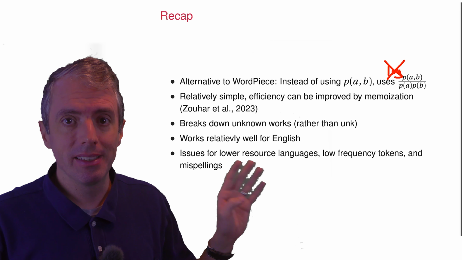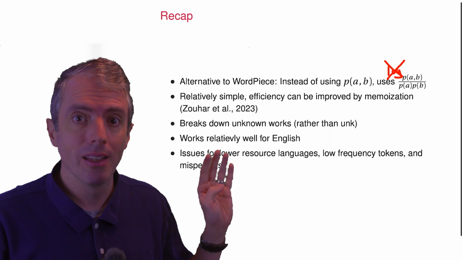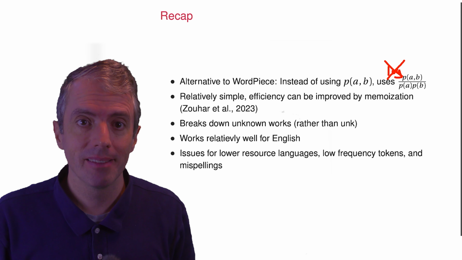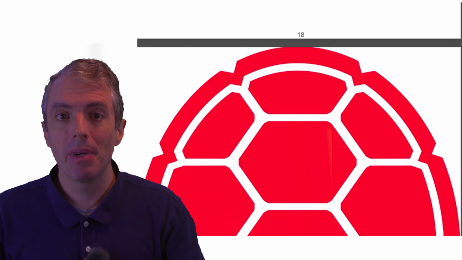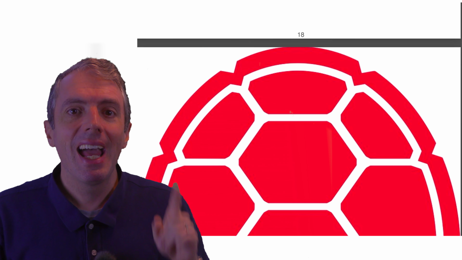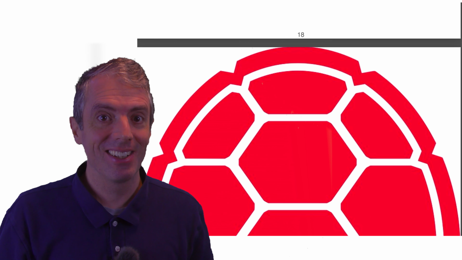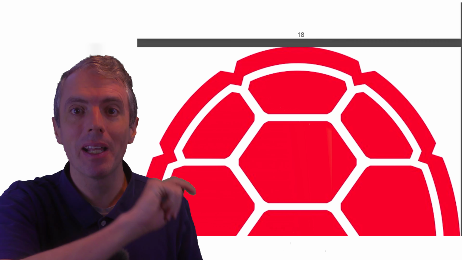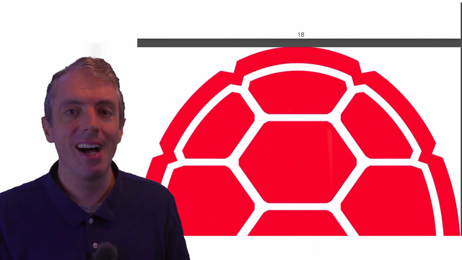It sometimes runs into issues for lower resource languages, low frequency tokens, and misspellings. And oftentimes, when you see a Muppet model doing something crazy, like I said before, the tokenization is to blame. And now that you understand the tokenization and how it happens, you can do a better job of debugging those odd edge cases.